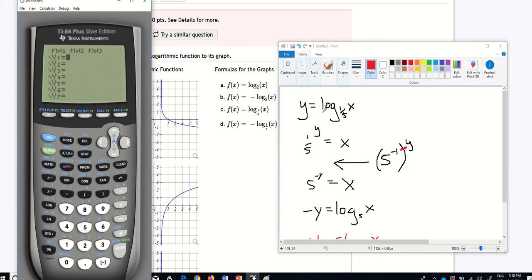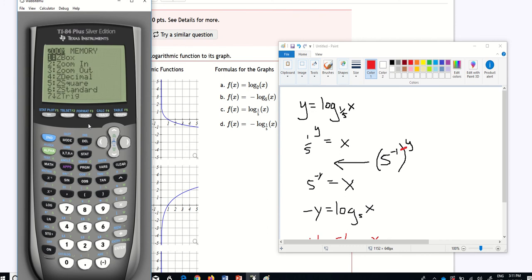If I graph this using the change of base, doing natural log of x divided by natural log of 1/5, you can see we get a graph that looks like this. Again, it's kind of hard to see. Let's zoom in real quick on the middle. Here's the asymptote here.